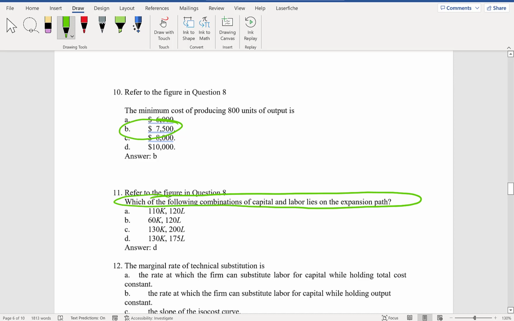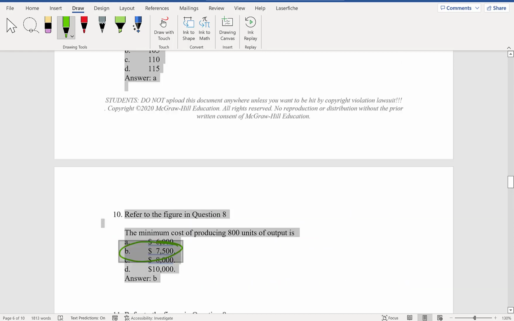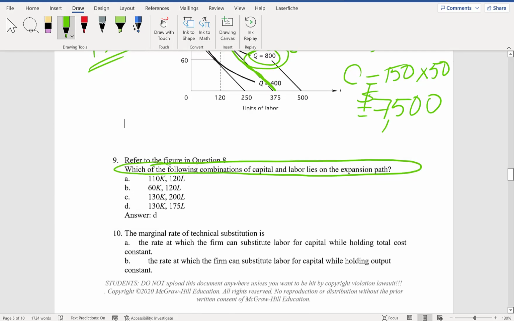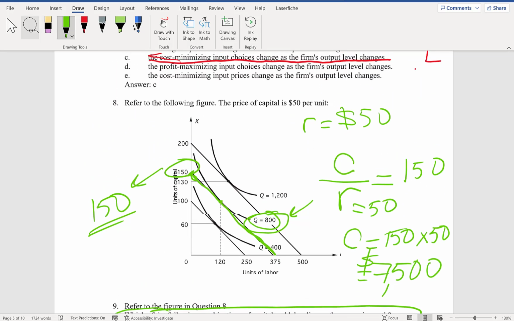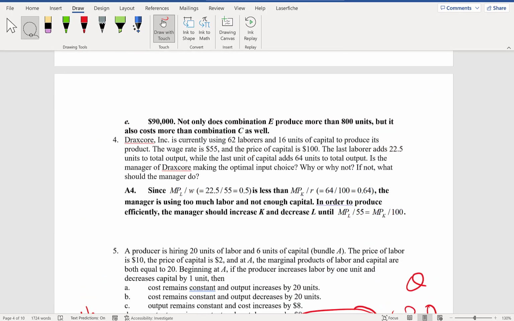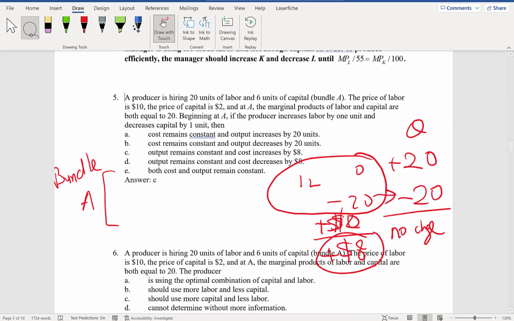So I am just going to delete everything so we get there easily, because I need to see the figure. And this is question 11. This is not question 9. Okay, what have I done?